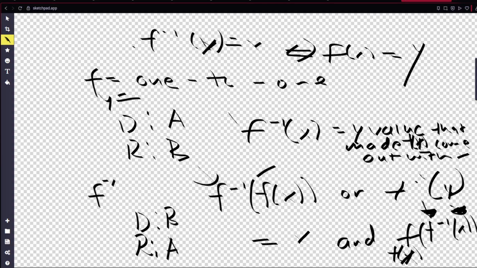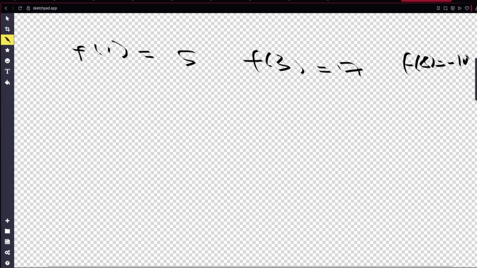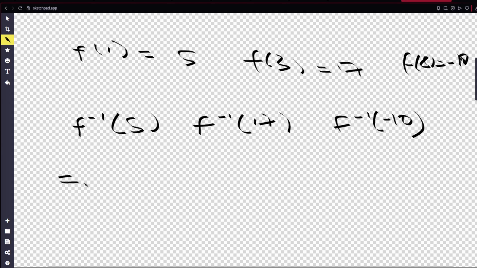So let's start with a practical question. f of 1 is equal to 5, f of 3 is equal to 7, and f of 8 is equal to negative 10. Assuming this is a one-to-one function, what is the inverse of f for each one? Inverse of 5, inverse of 7, and inverse of negative 10. Again, these are just going to give you the original input. It's going to be 1, 3, 8. Pretty easy, simple.